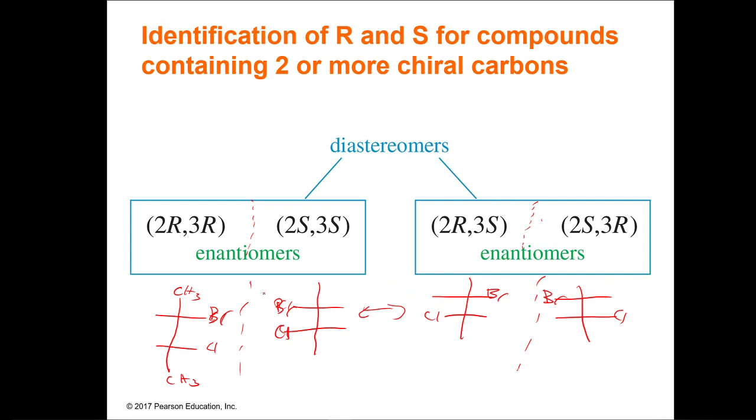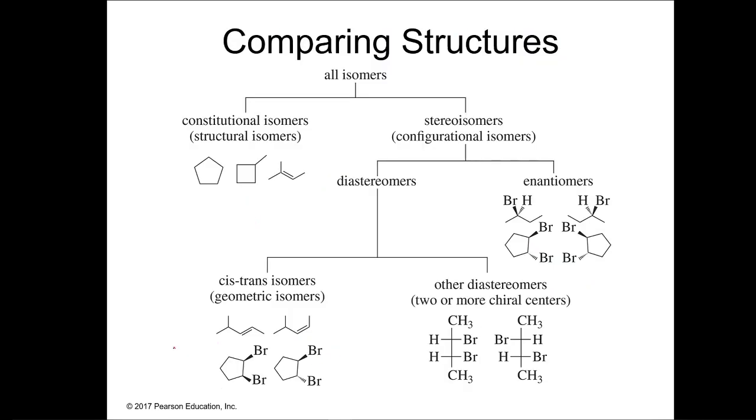So don't think that 2R3R means they're on the same side. That usually means this is probably the 2R3R, and that's the 2S3S. I probably have those out of order, so ignore that, but this is the idea. These are the 4 stereoisomers you have. These 2 are enantiomers. These 2 are enantiomers. These 2 are diastereomers, these 2 are diastereomers, and those 2 are diastereomers.